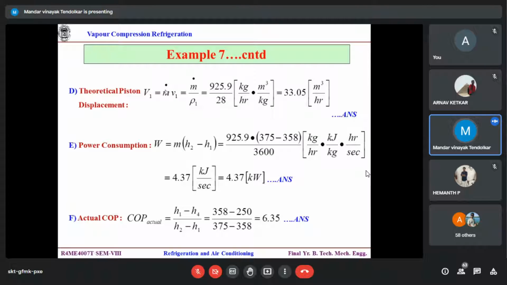Now the piston displacement, m dot you have calculated, and specific volume. Specific volume is 1 upon density. You can read the density. So that part is done. Correct? Then power consumption, which is related to H2, H1, compressor part. Enthalpy value is known. Mass flow you have calculated. So that will give you the power consumption. And the actual COP, that is our same formula. Refrigeration effect H1 minus H4 divided by compressor work H2 minus H1. Fine. Any doubt?